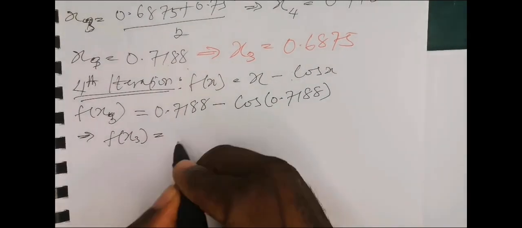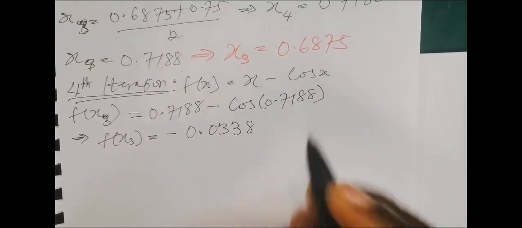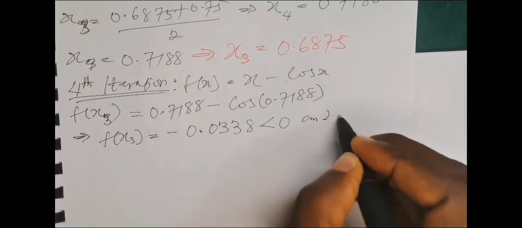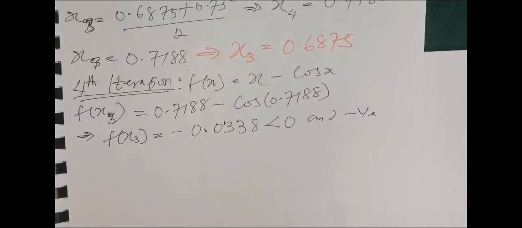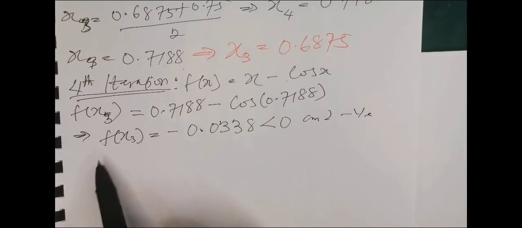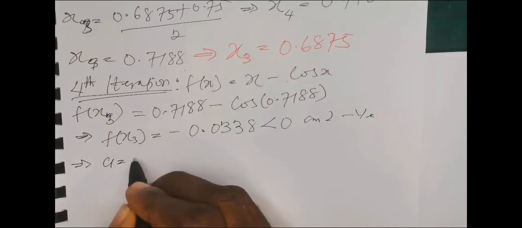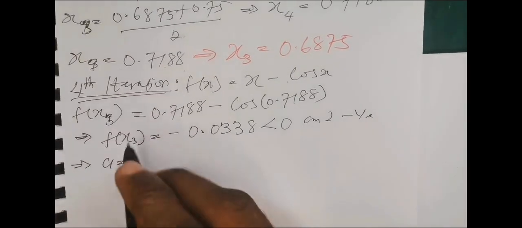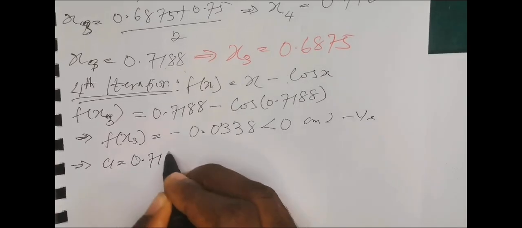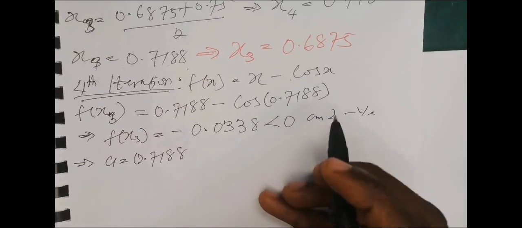So this gives us negative 0.0338. Once more, this is less than 0 and it is negative. Since it is negative, that means we are still going to be considering a to be equal to s3. So a will be considered as s3, and the value of s3 is 0.7188, since this value turned the function negative.